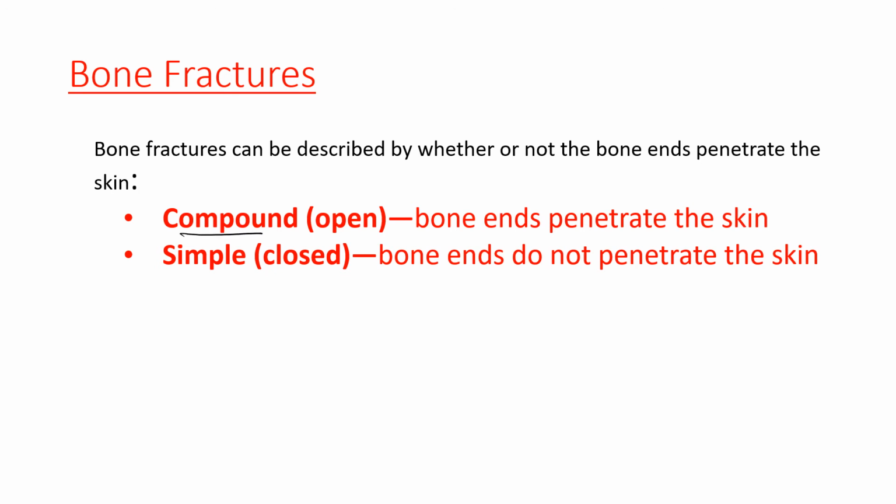A compound or open fracture is a fracture in which the bone, as it breaks, has the ends of the bone go through the skin and pierce the skin. A simple or closed fracture is one in which the ends of the broken bone do not pierce the skin.